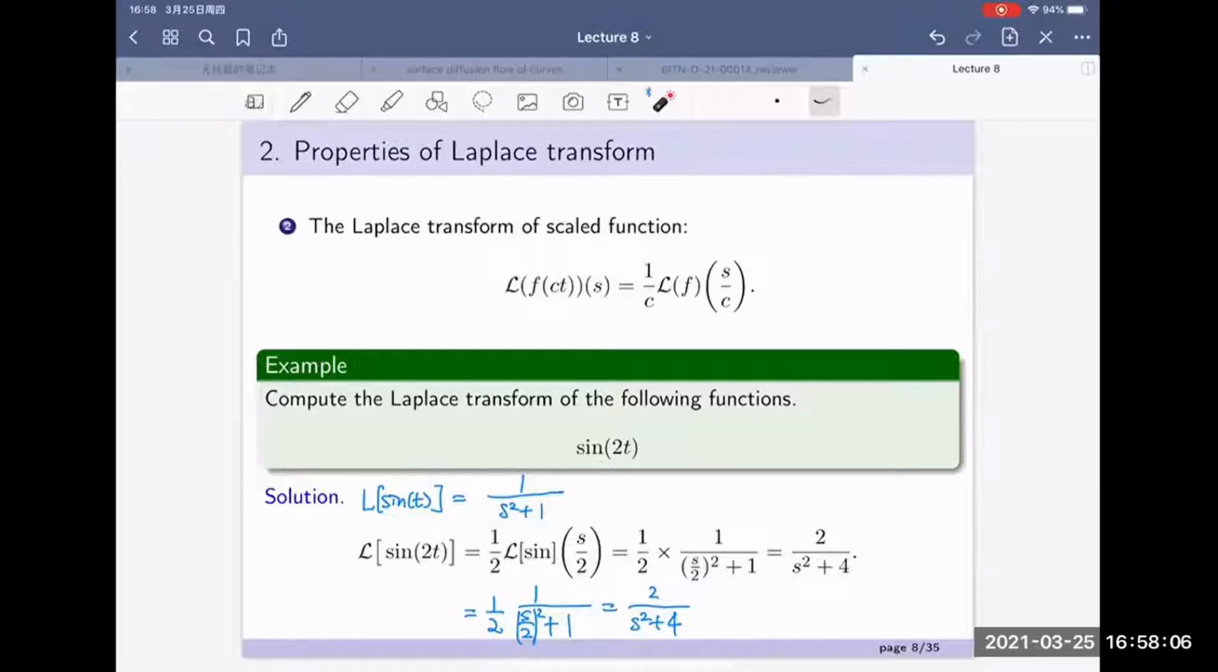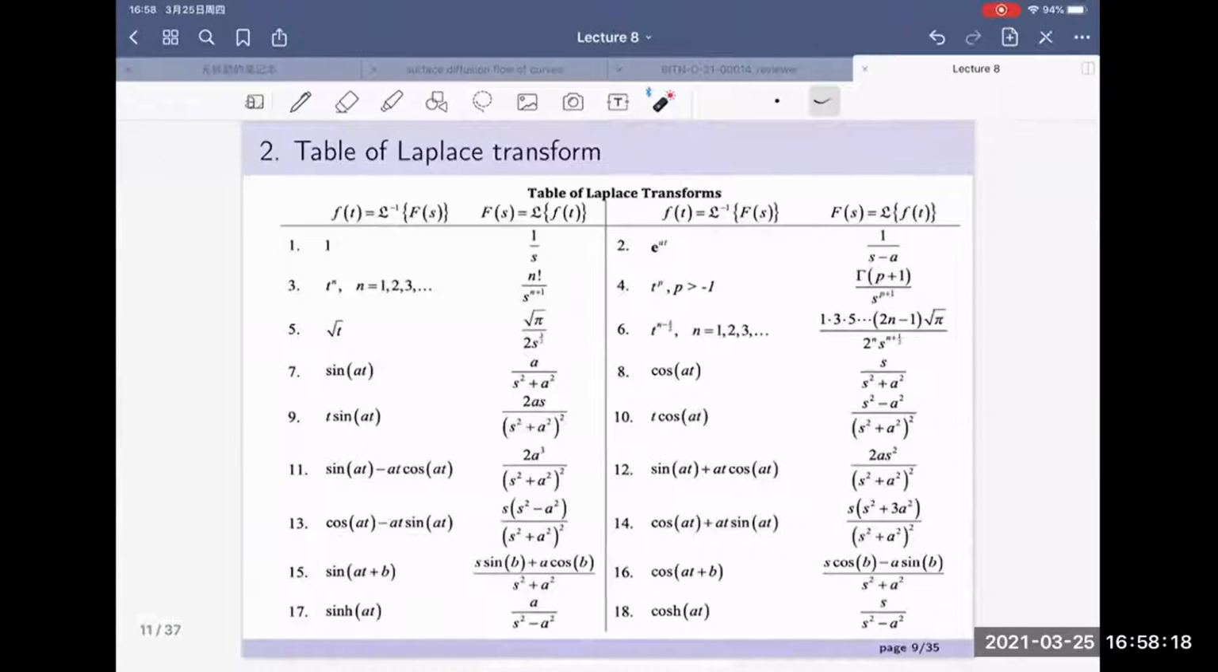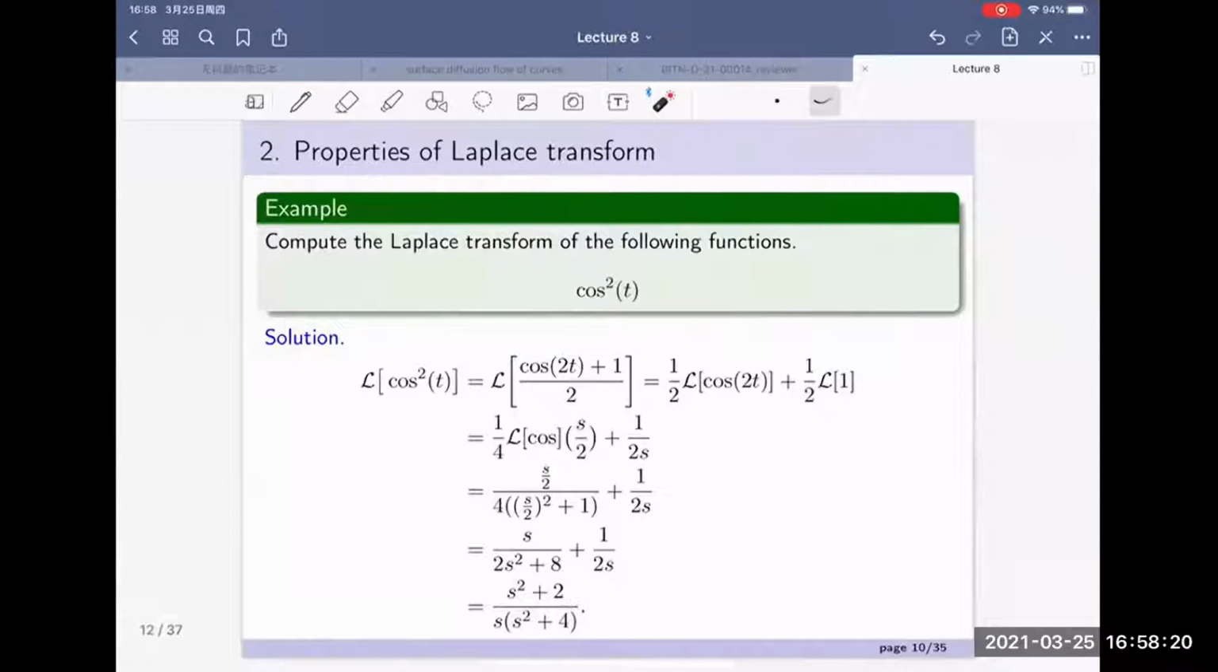Okay. So this is another property, in case you want to put a constant c in the variable. By using this property, you can convert more complicated functions into functions with a scaling number here.